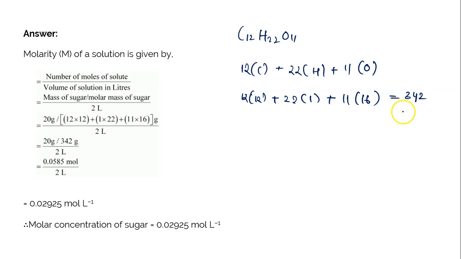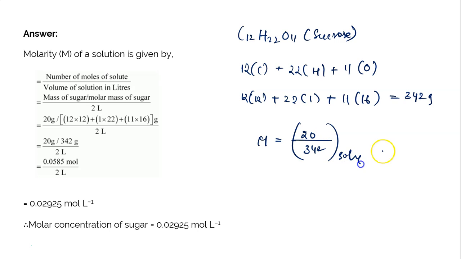If it is spoken in terms of grams, it's 342 grams. 1 mole of sucrose sugar, this is the formula of sucrose, is equal to 342 grams. Now you just have to substitute it. Molarity is equal to weight, which is 20, divided by gram molar mass, which is 342, of the solute, into 1 by 2 liters volume. You just have to simplify it.